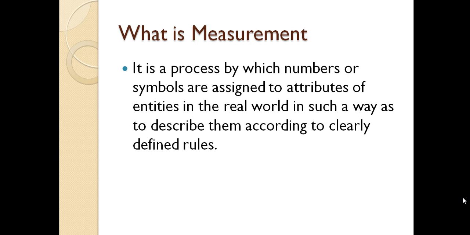Entities are nothing but objects. Real-world problems are solved in the form of objects, and when we describe those entities in the form of properties, properties are nothing but attributes, so we can describe them by some rules. We can assign perceptions to real values for developing the entities, and those perceptions are called numbers or symbols.